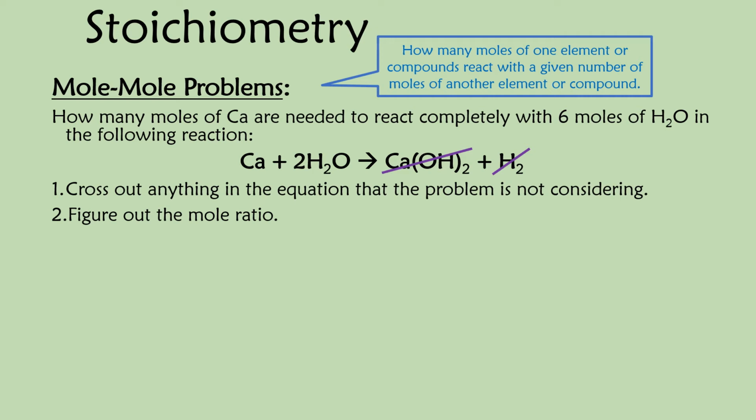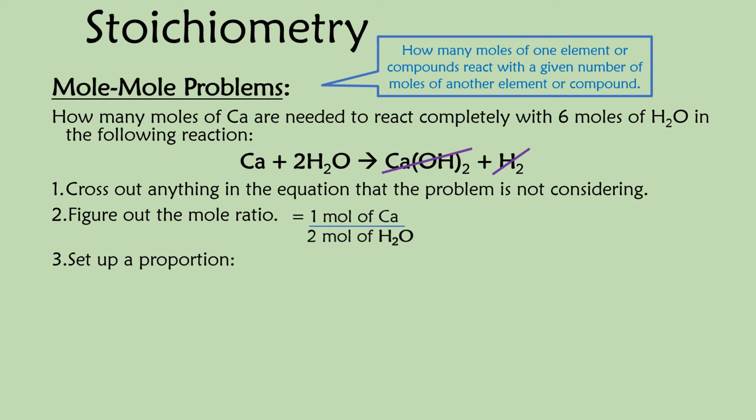So in this case, for every 1 mole of calcium, it's reacting with 2 moles of water. And we didn't do anything to figure that out. It's given right in the equation. All we did was look at the coefficients. The coefficient of calcium is 1 because there's no number there, so it's just 1. And then the coefficient of water is 2. So 1 mole of calcium is reacting with 2 moles of water. There we have the mole ratio.